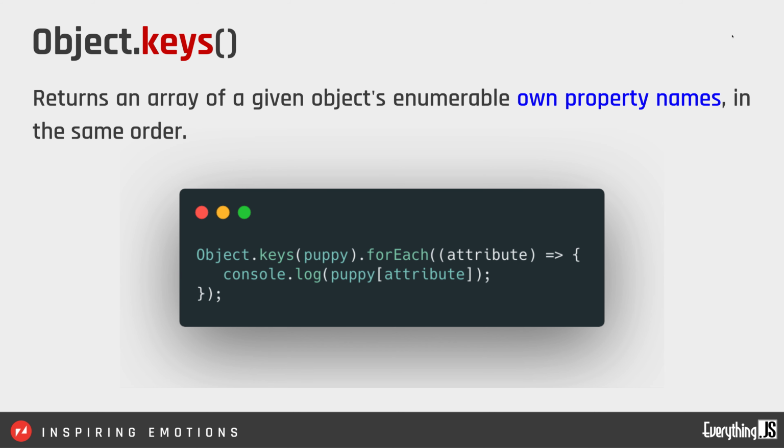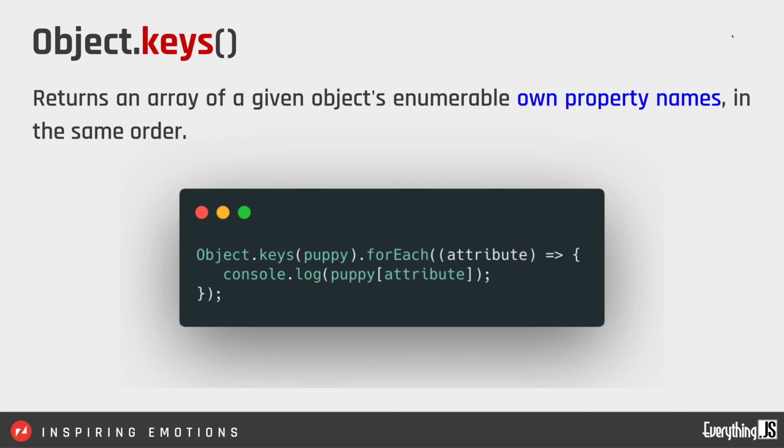In here, we passed the previous puppy object into Object.keys, and it gives us all the enumerable properties as an array. To access the array we used a forEach loop, and we passed each element in as the attribute. So we have printed all the values using console.log.